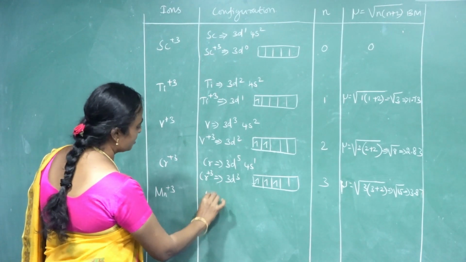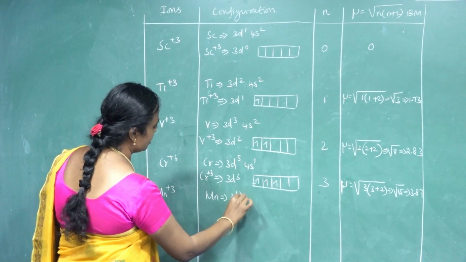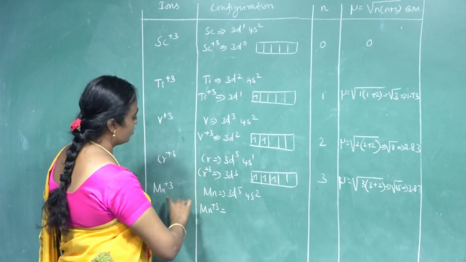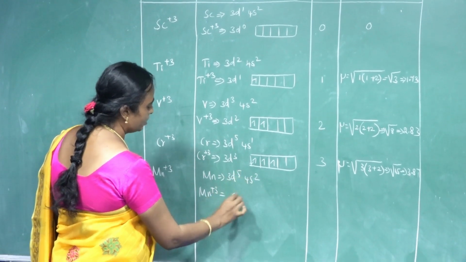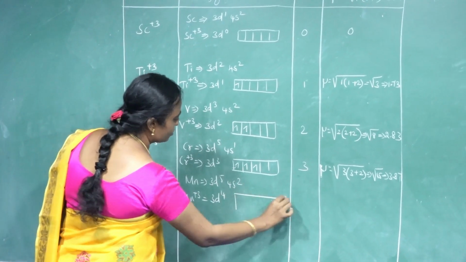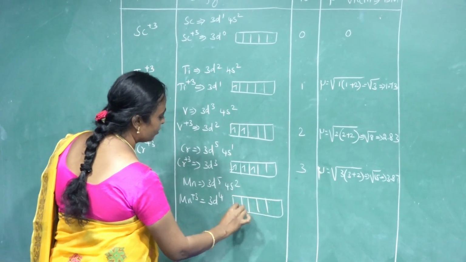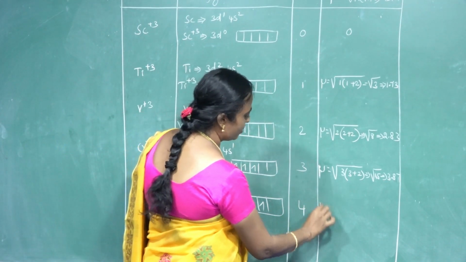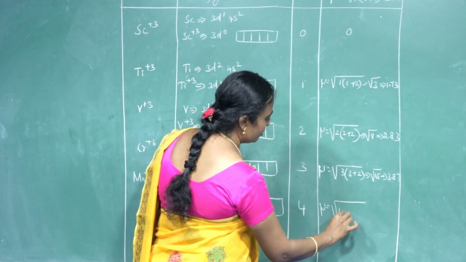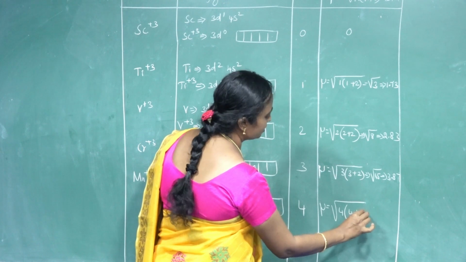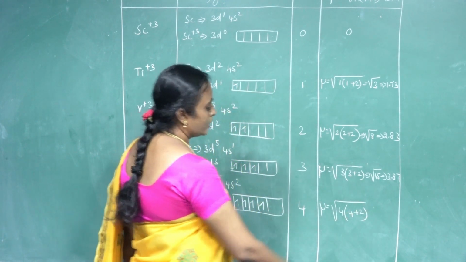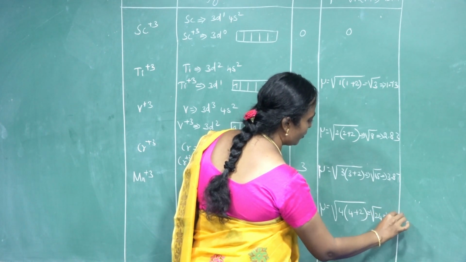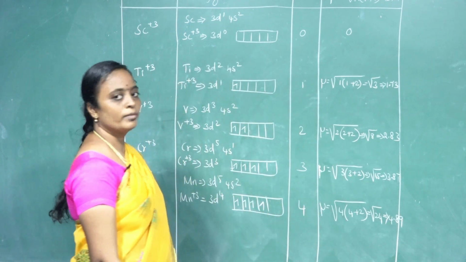Now we can calculate for Mn plus 3. Usually Mn has the electronic configuration 3d5 4s2. For manganese plus 3, we have to remove 3 electrons, 2 from s and 1 from d, so we get only 3d4. So 3d4 means the number of unpaired electrons is 4. Substituting 4 into 4 into 4 plus 2 gives root 24, and the value is 4.89 BM, that is Bohr magneton.